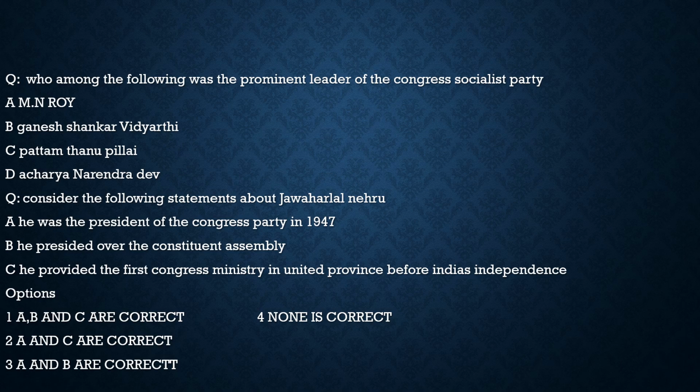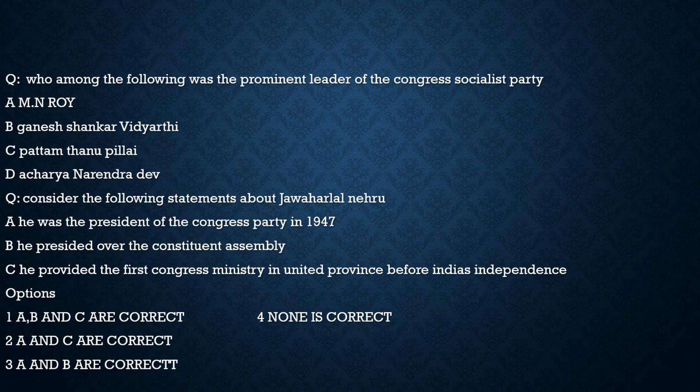Statement B. He presided over the Constituent Assembly. It is very basic, and we know that he did not preside over the Constituent Assembly, so we can mark option B incorrect. Statement 3. He formed the first Congress Ministry in United Provinces before India's independence. It is very extreme. Whenever such extreme terms are in the statements, you can mark it incorrect. We can say option C is incorrect.